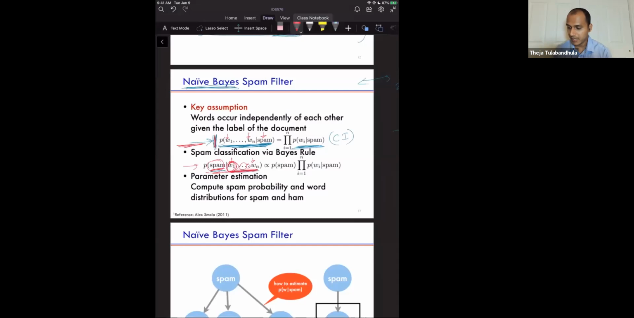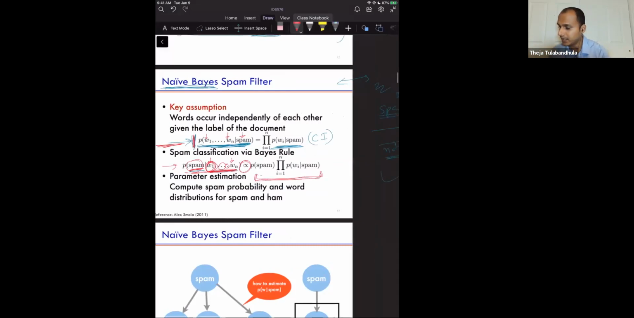Now we know from Bayes' rule, this conditional probability can be decomposed in this way. So we are not going to write the denominator, but this symbol here is a proportionality symbol. We're just going to look at the numerator here and use Bayes' rule. So the numerator is just going to be the joint probability of all the words and spam.